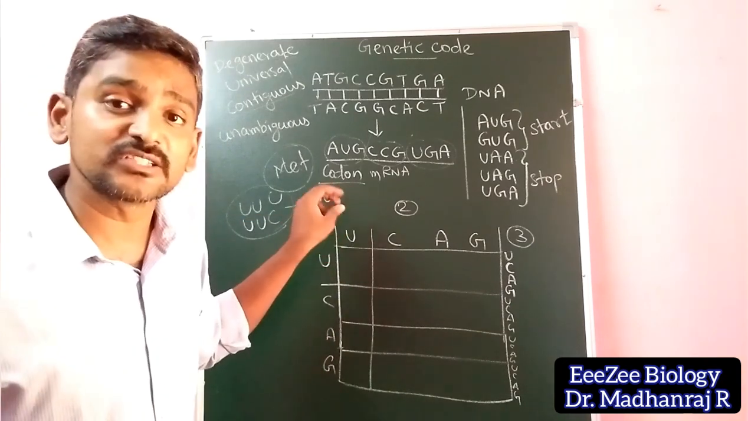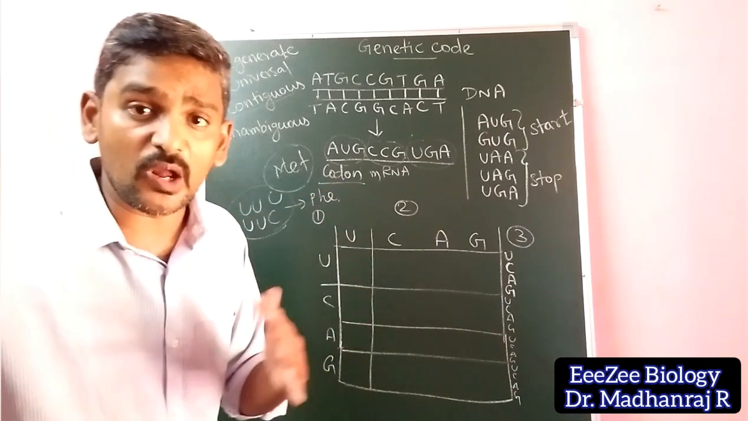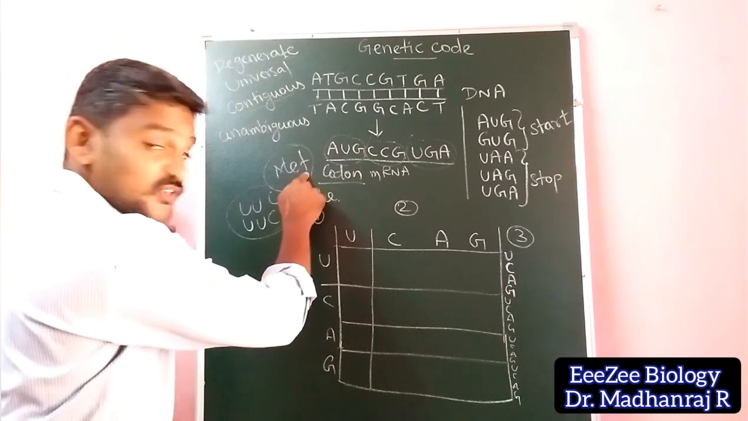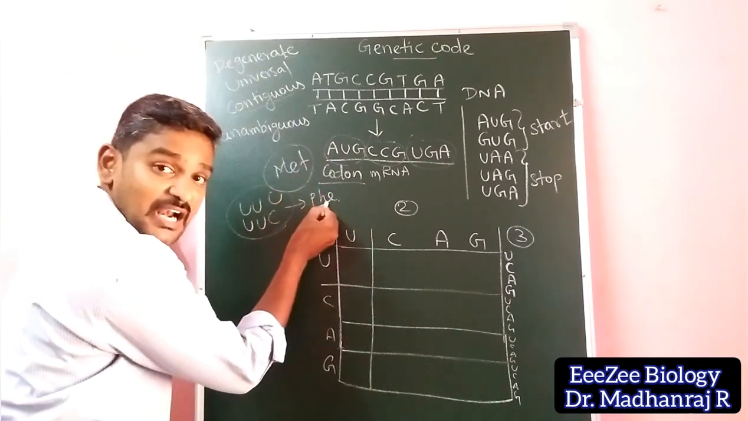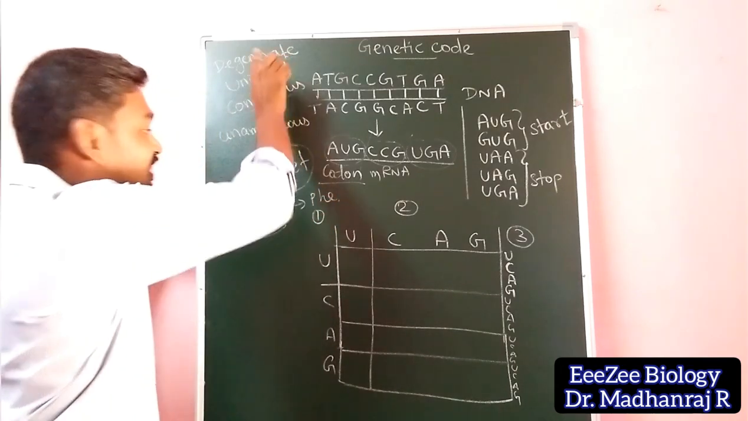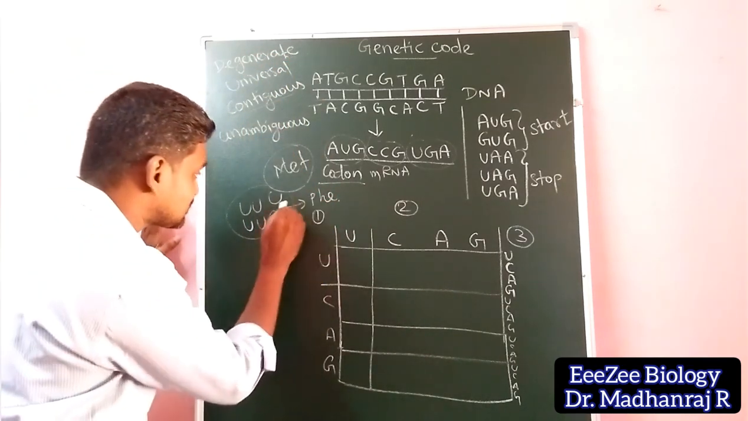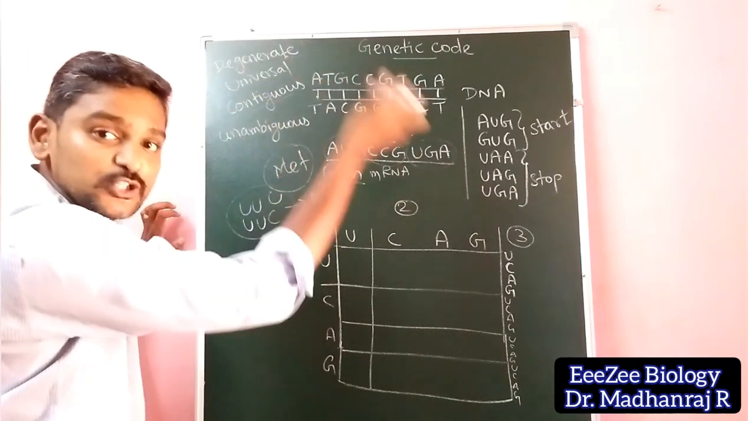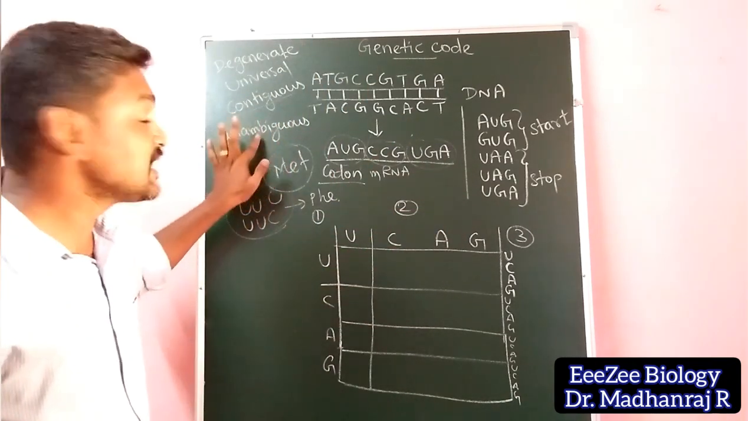This phenylalanine amino acid can be produced by two different codons, but it will be specific. This codon also produces phenylalanine, and this codon also produces phenylalanine. That is called degeneracy. Whereas the same codon cannot produce any other amino acid. That is called unambiguous.